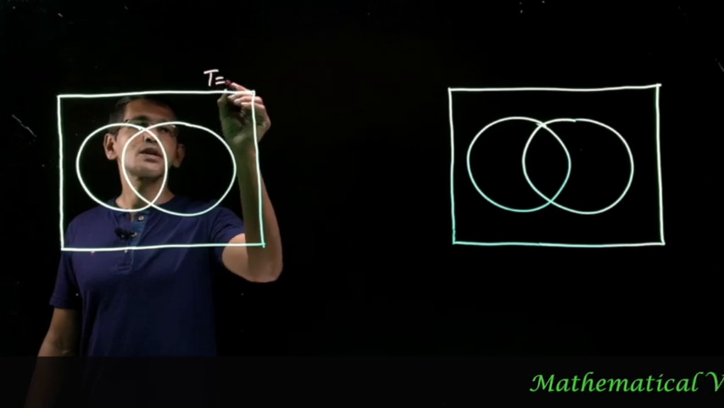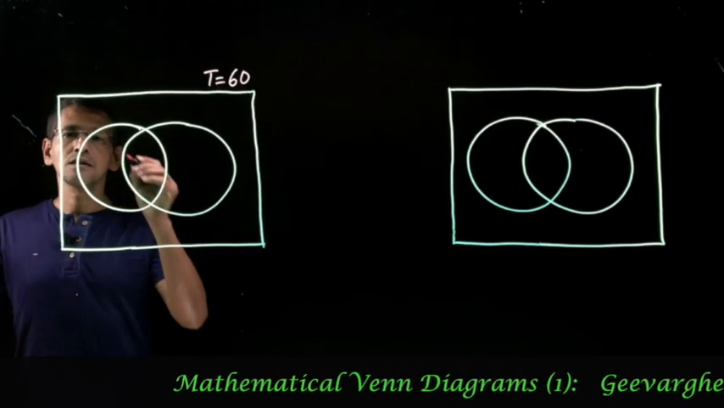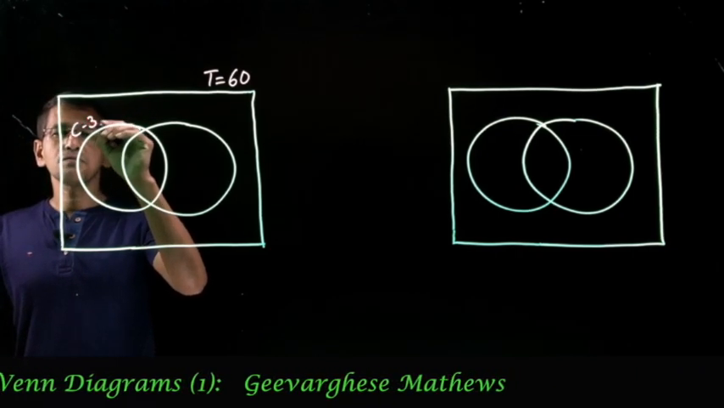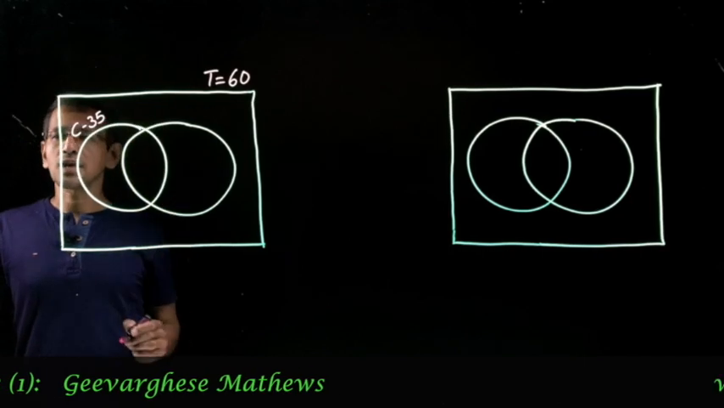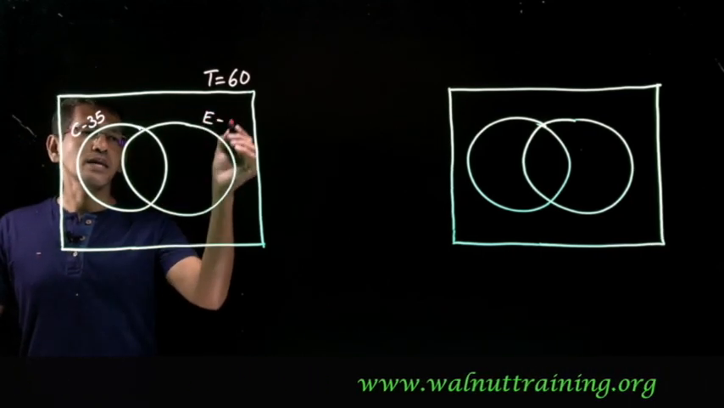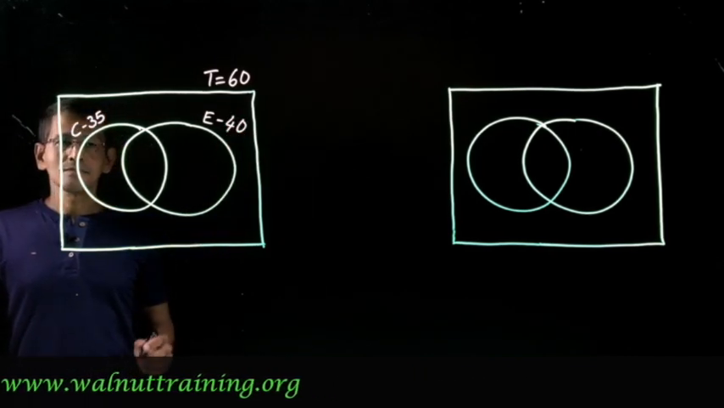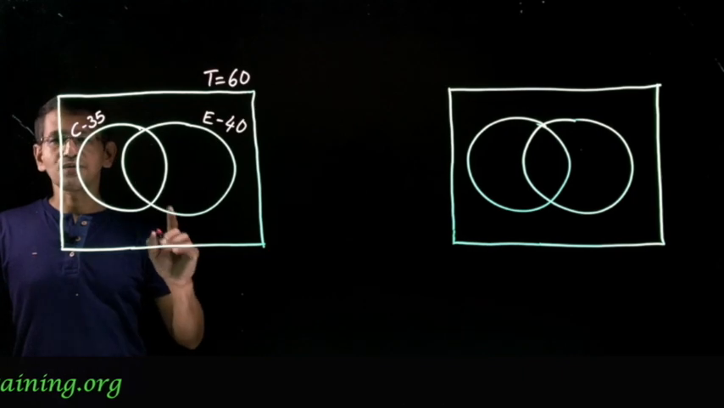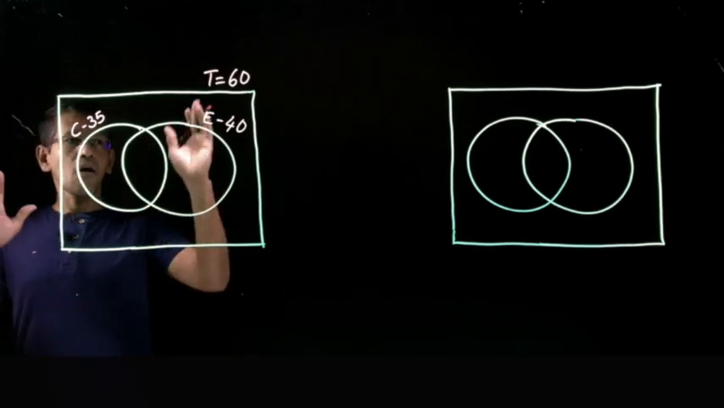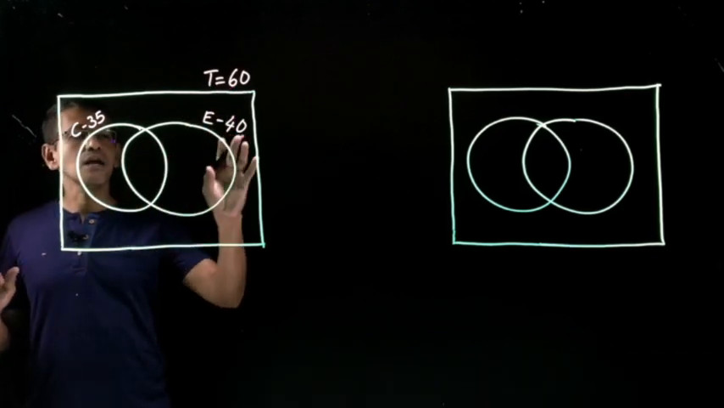Total 60 students. Out of the 60 students, 35 students passed in computer science, and for economics, 40 students passed. And none of the students failed in any of these subjects. So that means all the 60 students passed either in computer science or in economics.